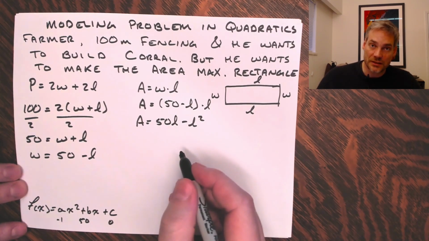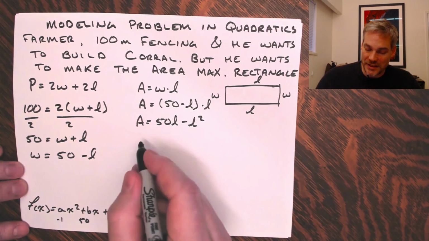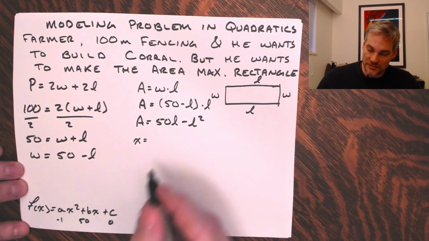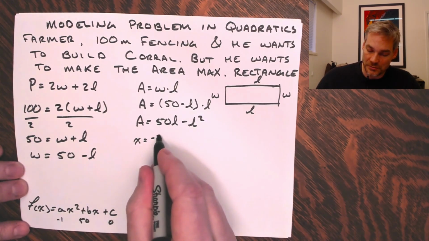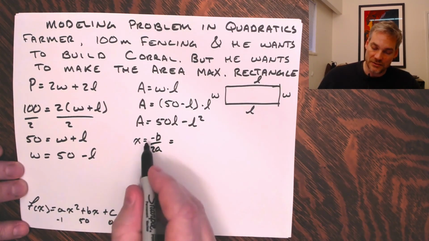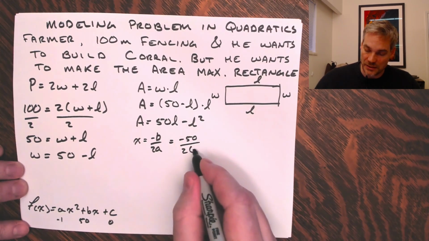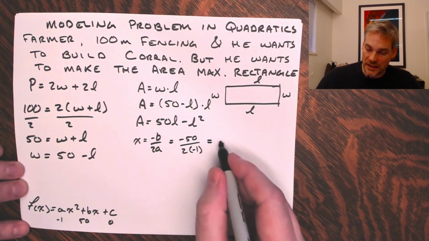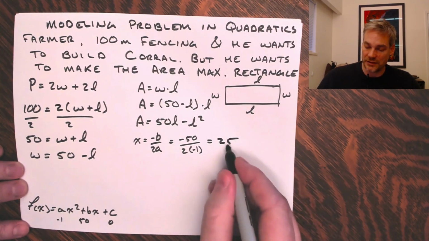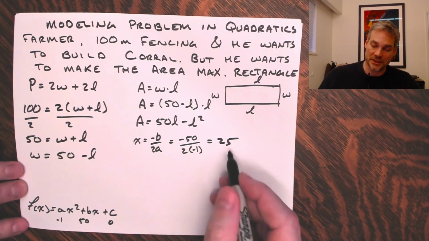So we know how to find the x component of our vertex. So we just take a, so it's negative b over 2a. So we have negative b, which is minus 50, over 2 times a, which is -1. And that just equals half of that is 25, and the negatives cancel out, so 25. So we know that the vertex is now going to be happening at 25.